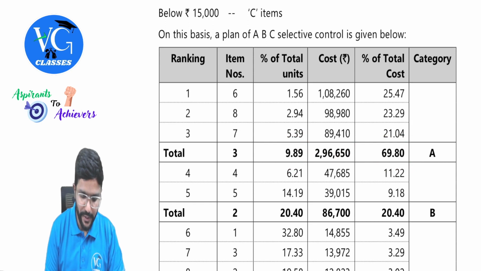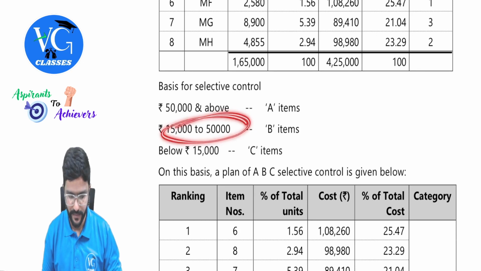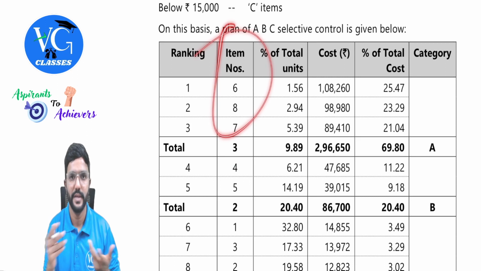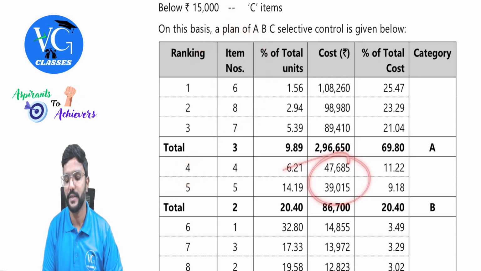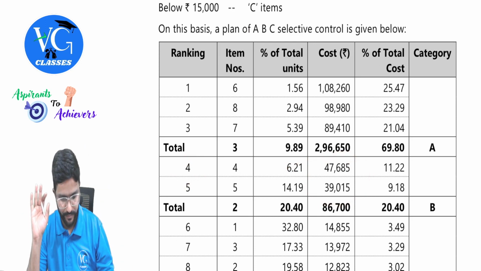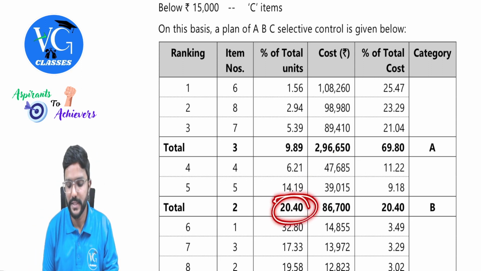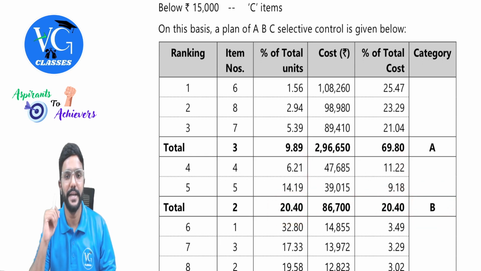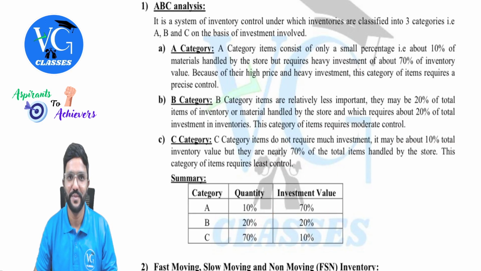Yes, sir. Now coming to B category. B category, 4 and 5 we are taking, that is in between 15,000 to 50,000. So the products are item number 4 and 5. You can also write the product name here instead of product item. Okay. Yes. 4 and 5 we are taking. The costs you can see are 47,685 and 39,015, which is more than 15,000 but up to 50,000. Okay, sir. So percentages also are mentioned. So you can see 20% is the quantity, 20% is the cost, people. If I just add up both. So these are the B category items. So here you can see 20% quantity, 20% investment value. Yes, sir.